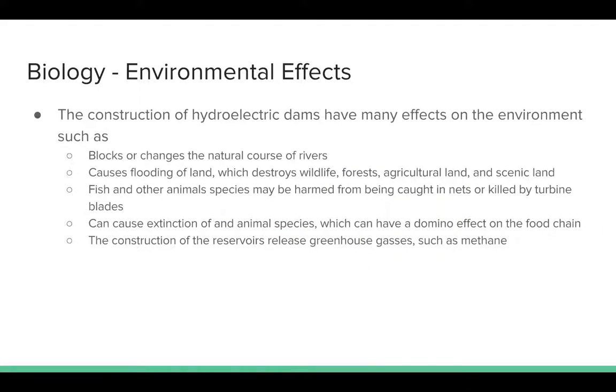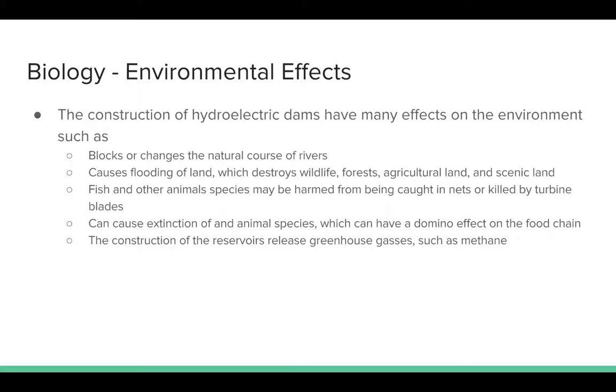Biology, the environmental effects. The construction of hydroelectric dams. The conversion of energy from water is done through what are called hydroelectric dams or reservoirs. These dams are massive structures that are built in moving streams that create lakes or bodies of water on one side of the barrier.